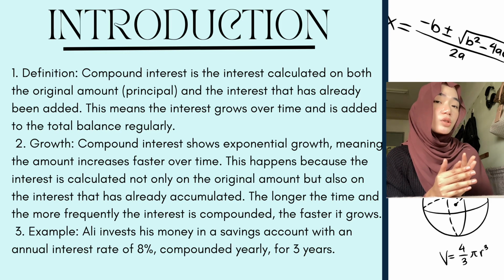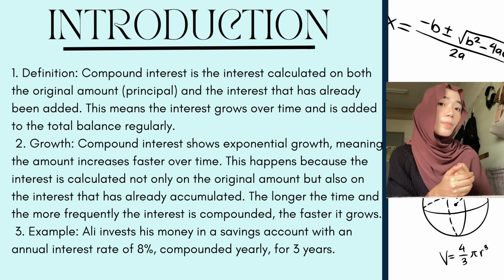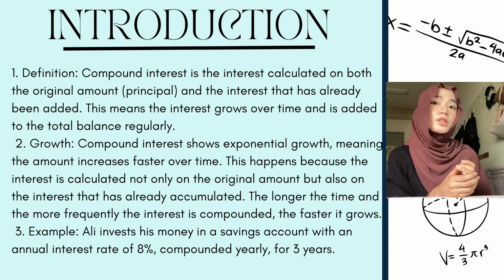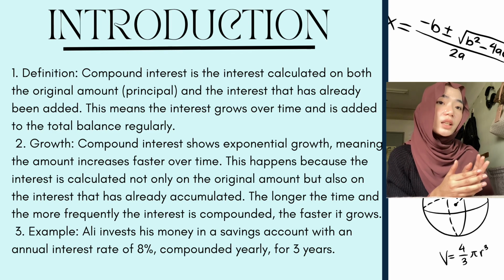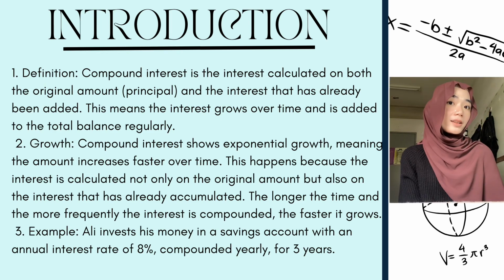This happens because the interest is calculated not only on the original amount but also on the interest that has already accumulated. The longer the time and the more frequently the interest is compounded, the faster it grows. For example, Ali invests money in a savings account with an annual interest rate of 8% compounded yearly for 3 years.